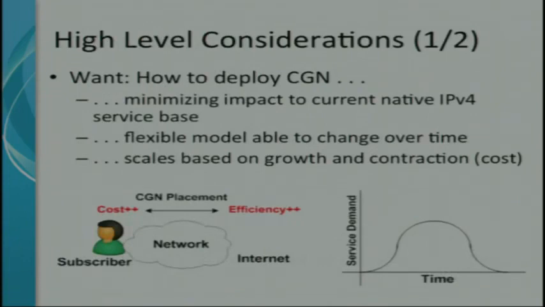Now, when we looked at this and we said, okay, what are the high-level considerations for adding carrier-grade NAT? Some of the things we looked at is, well, how do we minimize impact to our running state native v4 customer base? Seems pretty self-evident we'd want that. Another item we looked at is, can we come up with a flexible model where we can change things over time without unduly impacting our operations and injuring folks? Try not to make them go through more effort than required. And can it scale based on the changes of our carrier-grade NAT demand over time?